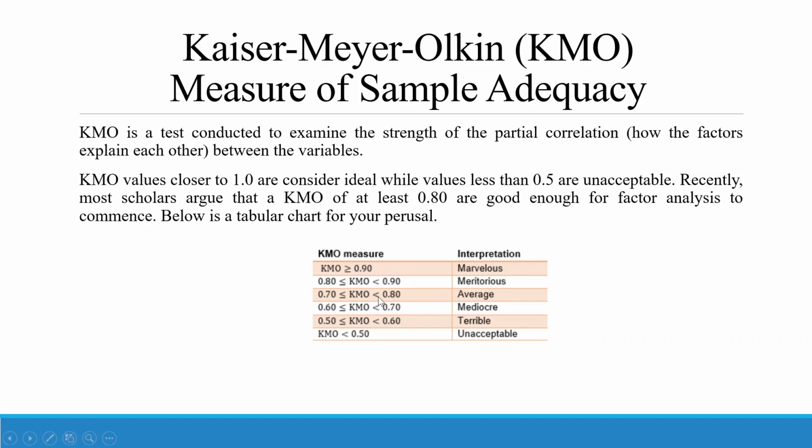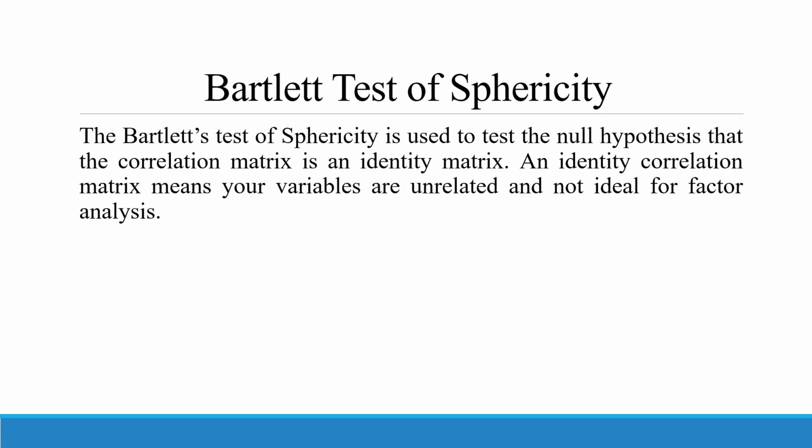So here you can see the chart. When we run the factor analysis, it will generate the KMO statistic, which is a measure of sample adequacy. If you get a KMO more than 0.9, it is marvelous. Between 0.80 and 0.90, it is meritorious. Between 0.70 and 0.80, average. 0.60 to 0.70, mediocre. 0.5 to 0.60, terrible. Less than 0.5, it is unacceptable. Please don't carry out the factor analysis.